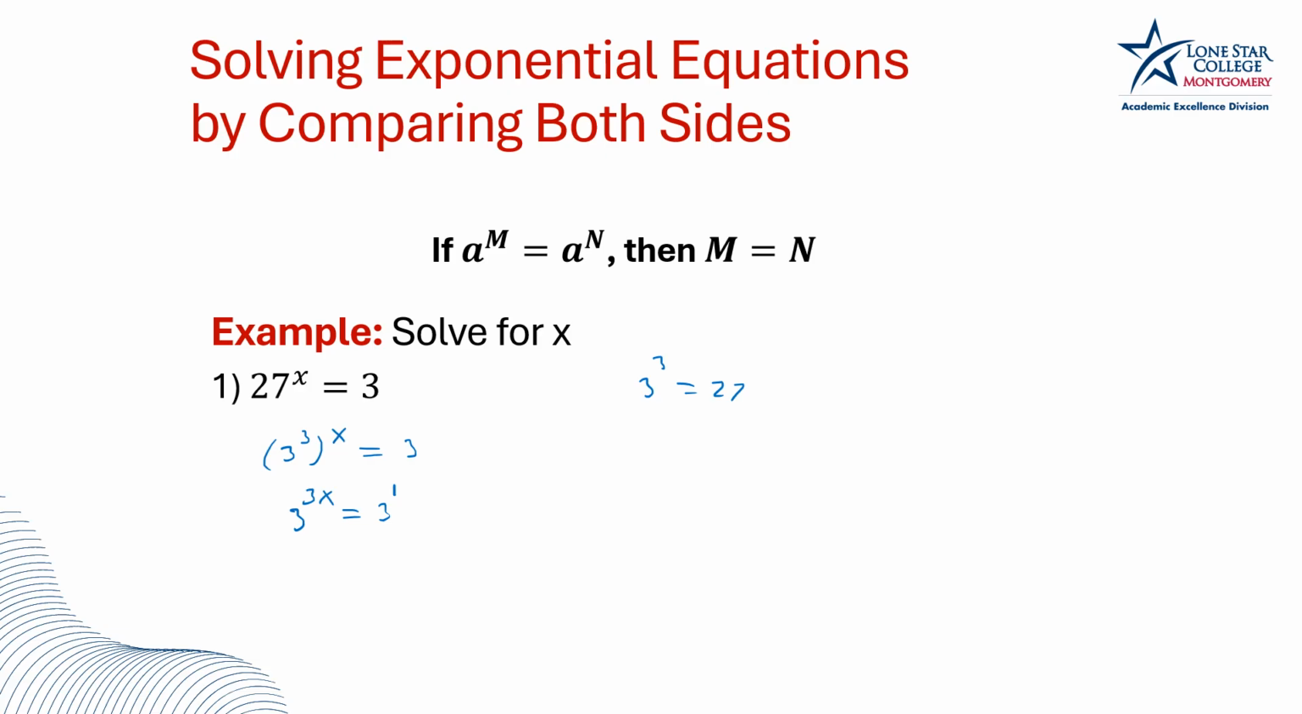And because our bases are the same, we can now set the powers equal to each other. So we can set 3x equals 1, which allows us to solve for x. We can divide both sides by 3. So x has to be 1/3, and that would make our equation true.